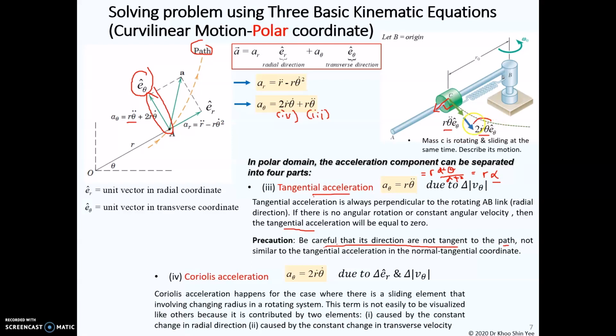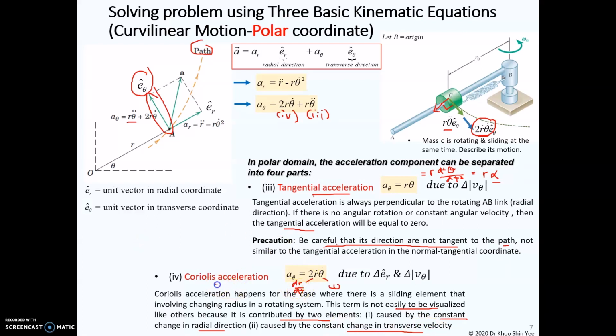Lastly, you have the Coriolis acceleration, which is equal to 2 multiplied with the r dot theta dot. So this acceleration is not easy to visualize like the other accelerations because it is contributed by two elements. One is from the constant change in the radial direction. Another element is due to the constant change in the transverse velocity.